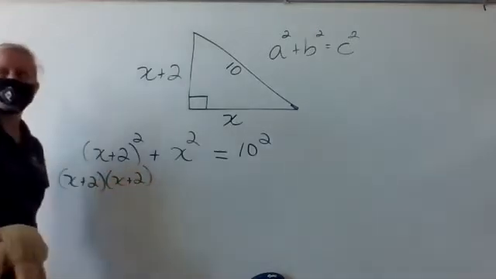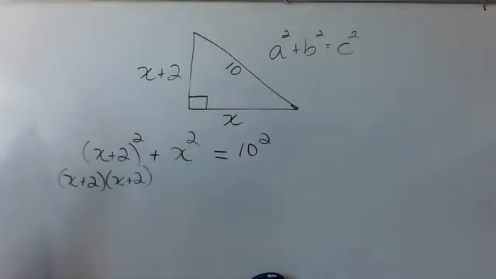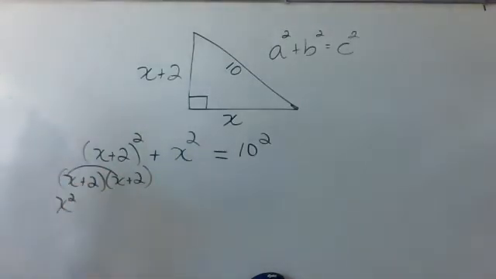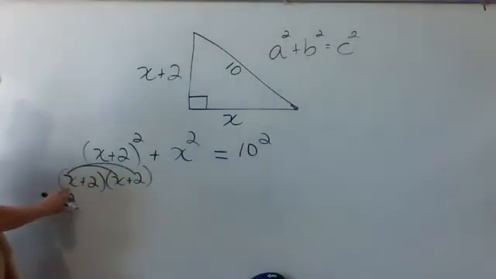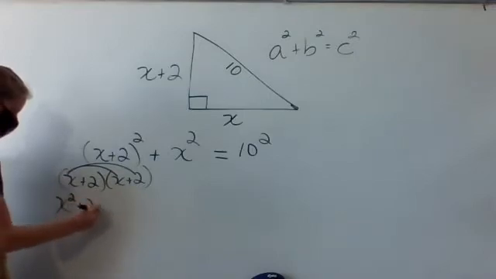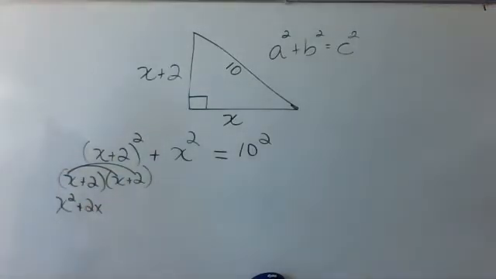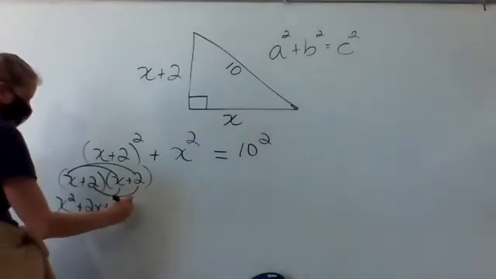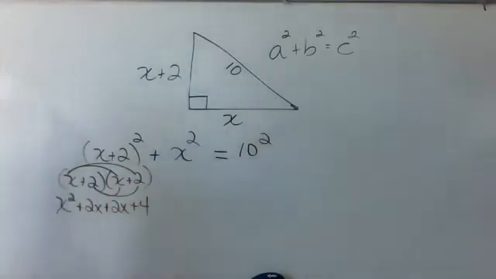It means I need to FOIL that, right? X plus 2 times itself. So let's see, if I FOIL that, X times X is X squared. My outer, X times 2 is 2X. My inner is another 2X. And my last, 2 times 2, is positive 4.